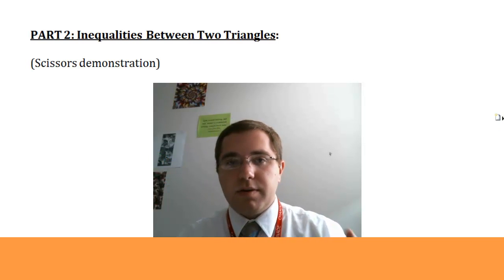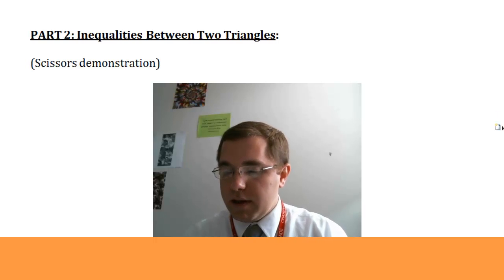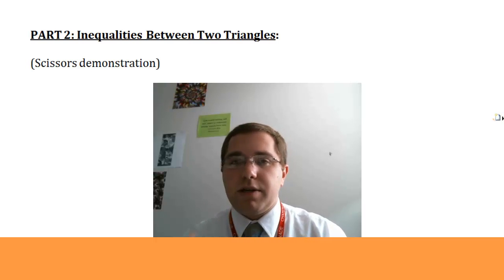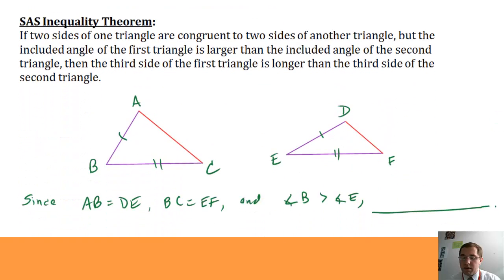If we take two identical sides and we just change the angle between them, that's going to change the length of the third side. So this really long theorem expresses that idea, and we call it the side-angle-side inequality theorem. If two sides of one triangle are congruent to two sides of another triangle, think the blades of the scissors. When I change the angle, I create another triangle. Those two sides, though, are congruent. But the included angle of the first triangle is larger than the included angle of the second triangle. Then the third side of the first triangle is longer than the third side of the second triangle.